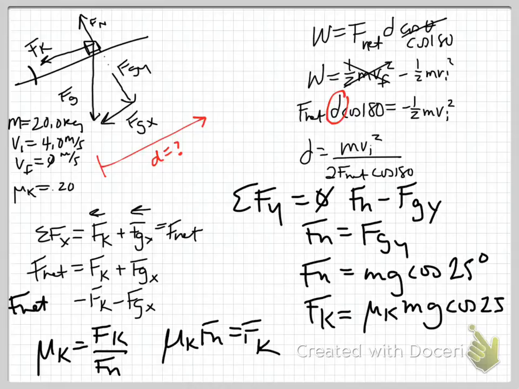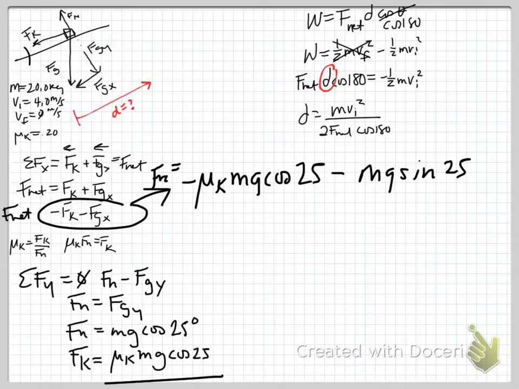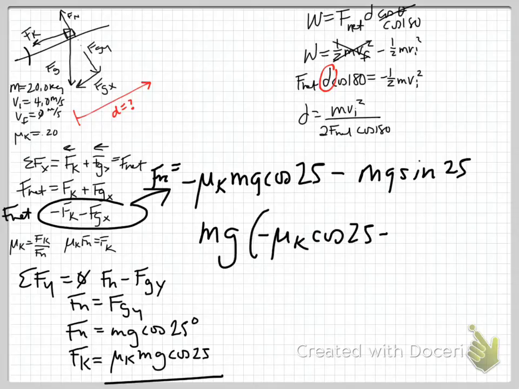Okay, to tie together our F net, coming from here. F net equals negative mu k m g cosine 25 minus, well, of course, F of gx is going to be m g sine 25. If you want to simplify life for yourself a little bit, you can factor out m g. I actually think that makes it easier. So you have m g times quantity negative mu k cosine 25 minus sine 25, less math to screw up.